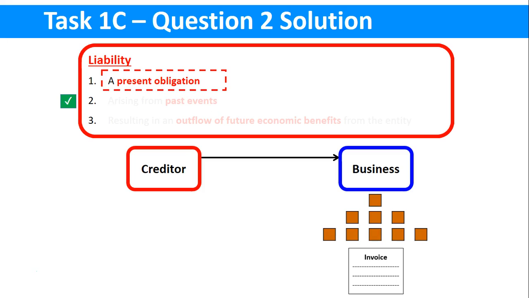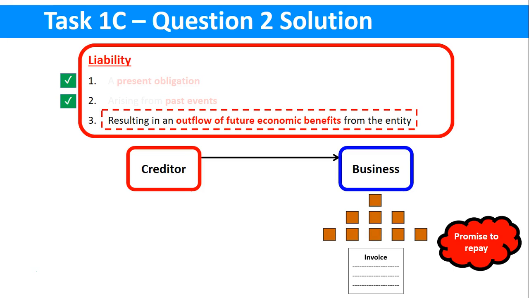Our next criteria we'll look at is there a present obligation? So what that means is once the business got those goods with the invoice, there's now a legal promise to repay the creditor. We can't legally back out of that. At some point we're going to have to repay. So that is actually the definition of a present obligation.